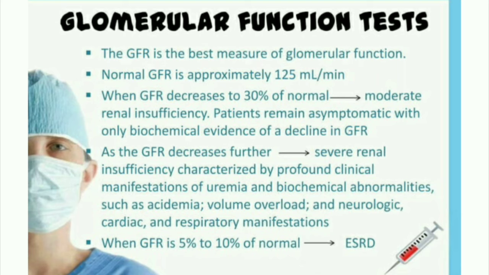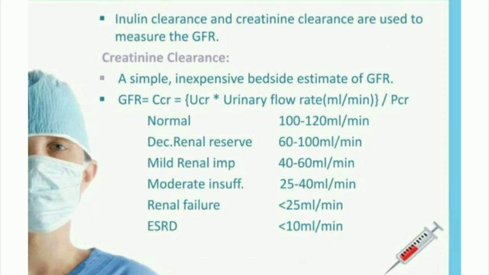Glomerular function test. The GFR is the best measure of glomerular function. Normal GFR is approximately 125 milliliter per minute. When GFR decreases to 30% of normal, it is moderate renal insufficiency; the patient remains asymptomatic, with the only biochemical evidence being a decline in GFR. As the GFR decreases further, severe renal insufficiency is characterized by profound clinical manifestations of uremia, anemia, and chemical abnormalities such as acidemia, volume overload, and neurological, cardiac, and respiratory manifestations. When GFR is 5% to 10% of normal, it is ESRD.